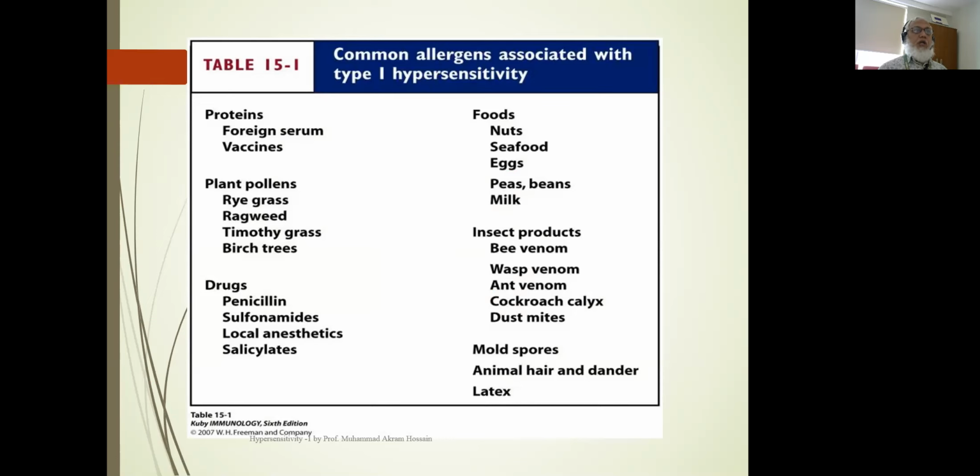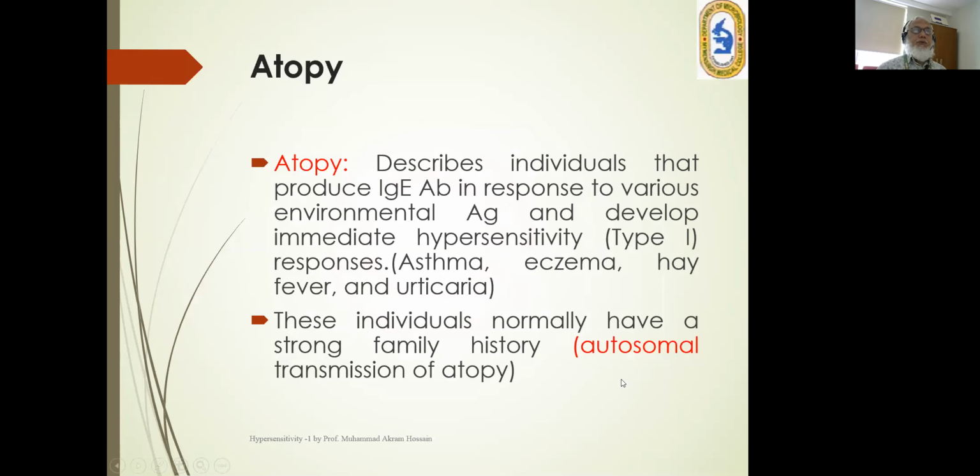So common allergens associated with type 1 hypersensitivity, we can classify: protein, foreign serum, vaccine, plant pollen, drugs, food, nut, এত সুন্দর একটা খাবার নাট, এটাও কারো কারো অ্যালার্জি হতে পারে। সি ফুড, এগ, কেউ কেউ হাঁসের ডিম খেতে পারেন না। ইভেন মিল্কেও কারো কারো অ্যালার্জি আছে। ইনসেক্ট প্রোডাক্ট যেমন বি, অ্যান্টিভেনম, ডাস্ট মাইট, এটসেট্রা। Mold spore, animal hair and dander, latex, etc.